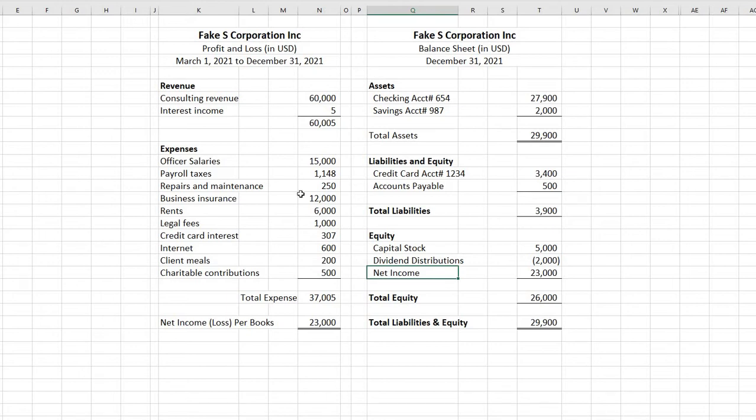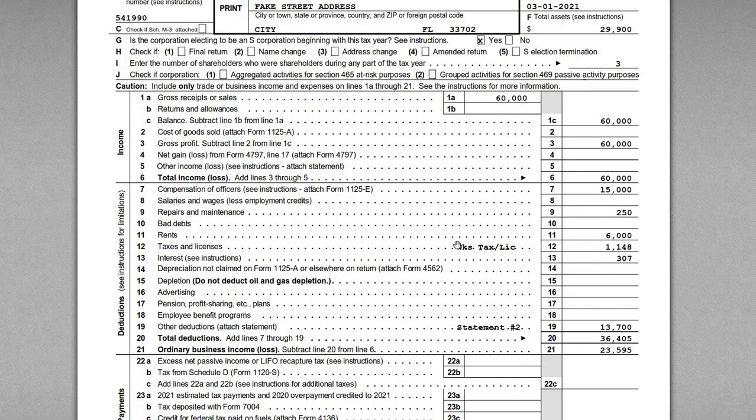So we have the profit and loss for the company here, right? We have consulting revenue, we have interest income. If we focus on the revenue first, the ordinary trade or business activity of the company is providing marketing consulting services to clients. So that's the consulting revenue piece, the $60,000. Interest income is an item of income that needs to be separately stated on the K-1 and not included in ordinary trade or business income.